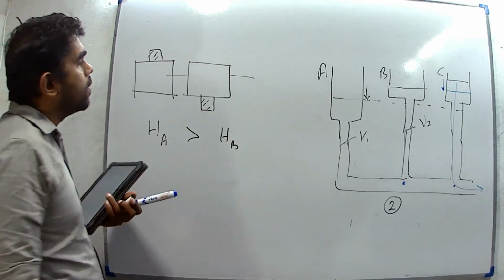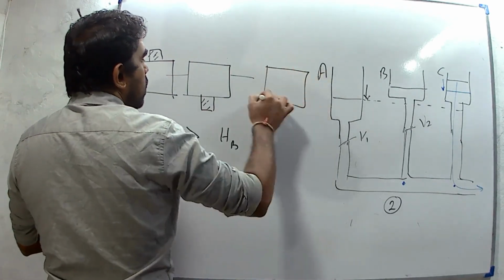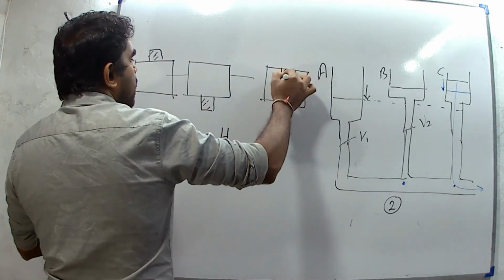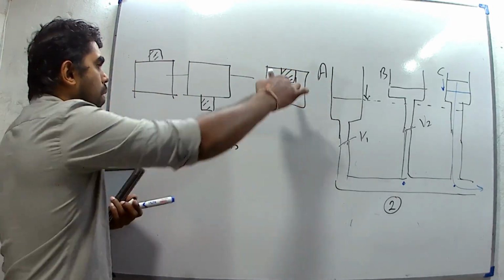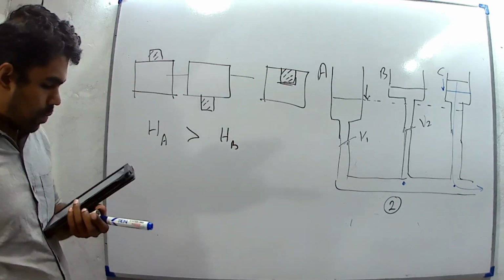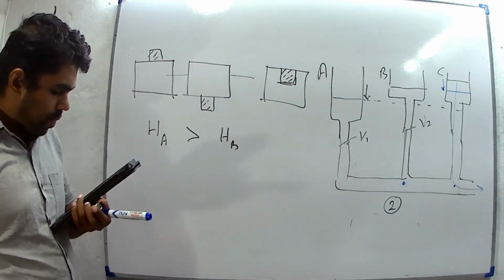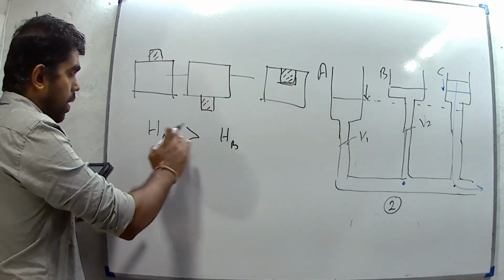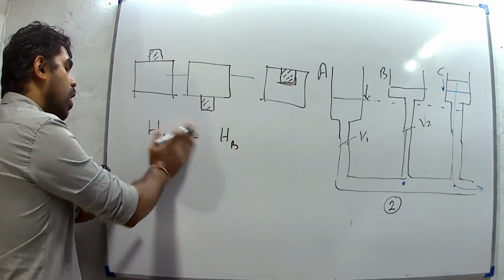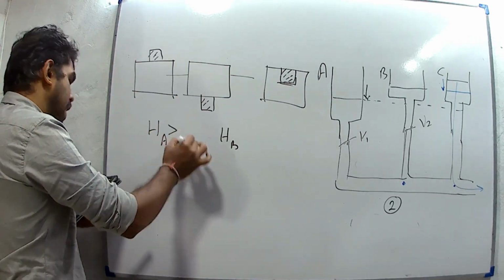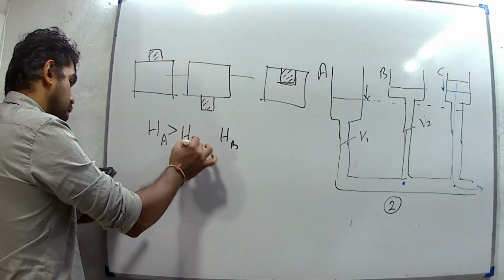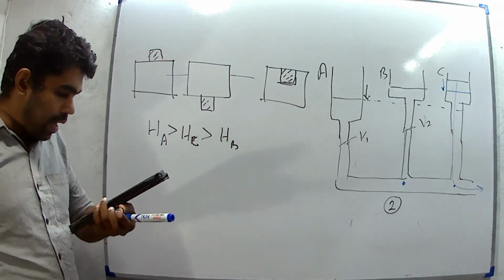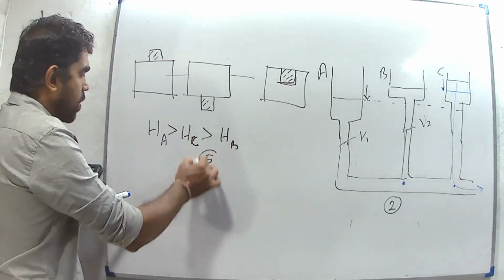When considering the third one, the metal block is within the wooden block. It should be a medium value, a value between these two terms. Then HA should be the greatest, then HC, and HB should be the smallest value. Then the answer is 5 for question number 47.